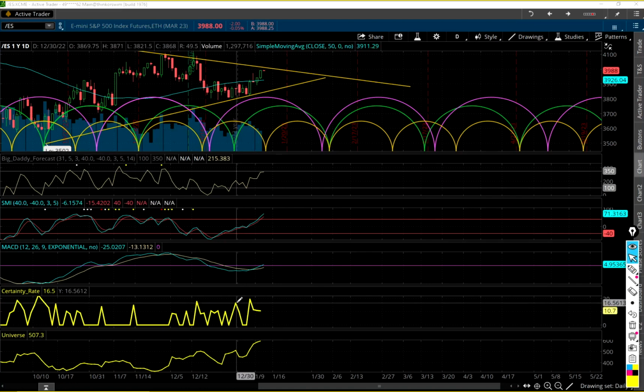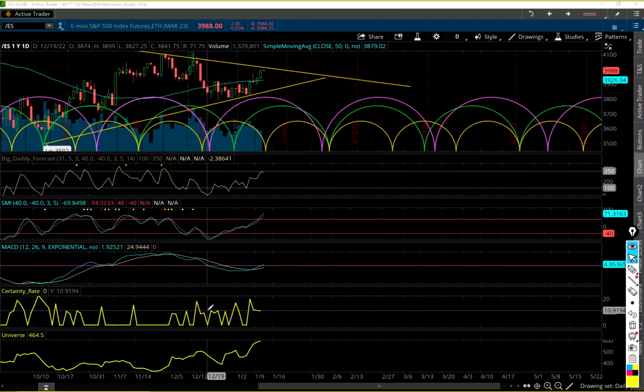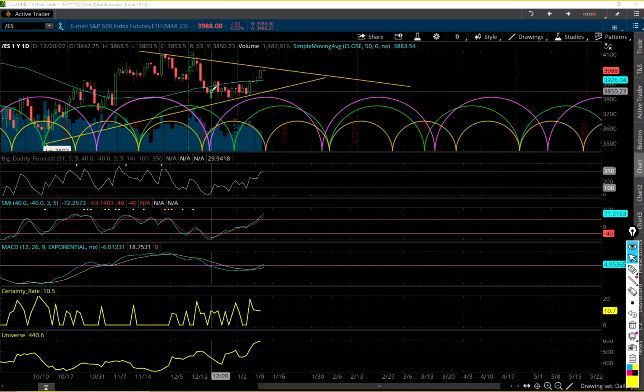The certainty rate will generate data if the logic behind this data produces a number of 8 or higher. So let's just pick this day right here. Let me find another one. Yeah, this one right here is fine.